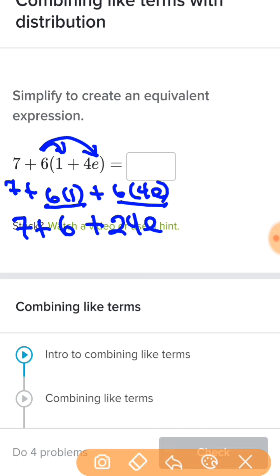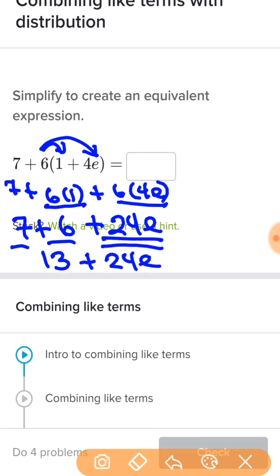After that, I'm going to look for like terms that I can add or subtract. So since 7 and 6 are both constants, 7 plus 6 is 13, plus 24e, which is not a like term with the constants. So then I look again, do I have any more like terms? No. 13 is a constant and 24e ends in e. So since they are not like terms, I would stop right there. So my final answer to this expression would be 13 plus 24e.